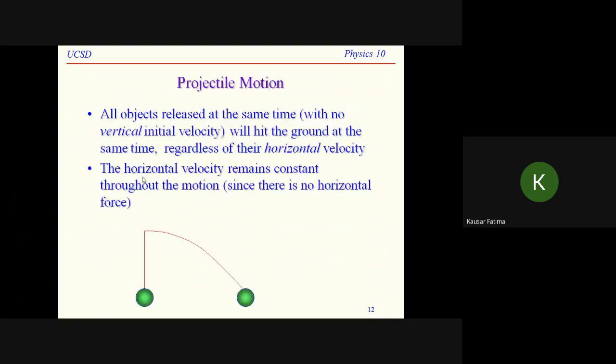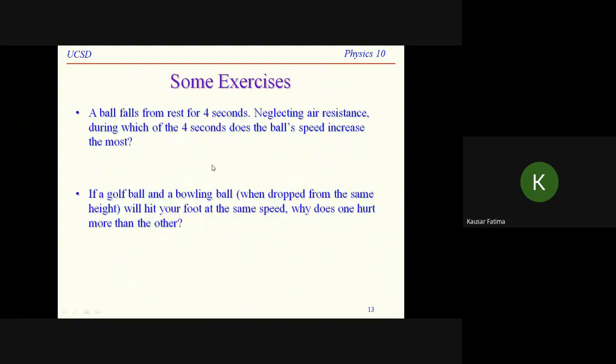This is the projectile motion. Horizontal velocity remains constant throughout the motion, and vertical velocity keeps on increasing. But both the bodies, whether you drop vertically downward or give it a horizontal velocity, will reach the ground at the same time. There are some exercises to be solved.